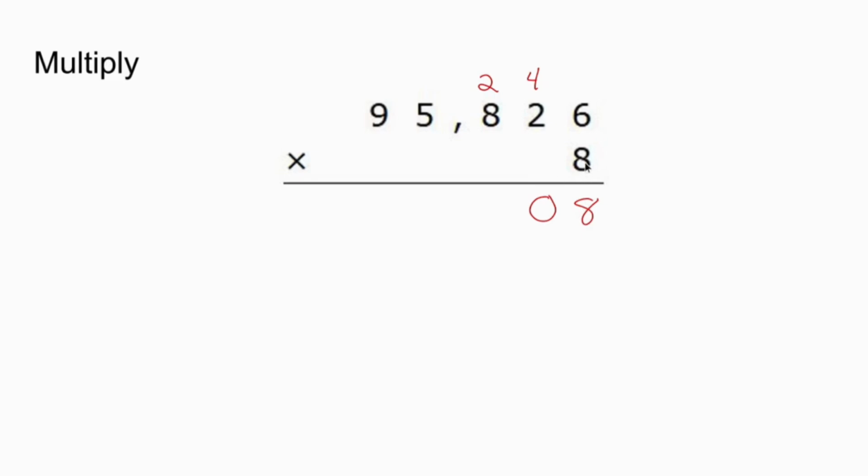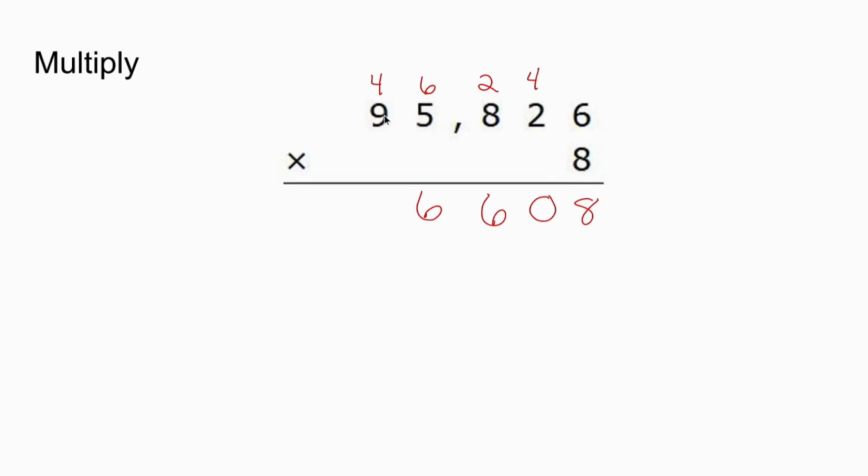Now we repeat the process. 8 times 8 is 64. 64 plus 2 is 66. Write out your 6, write out your 6. 8 times 5 is 40. 40 plus 6 is 46. So write out your 6, carry over the 4.